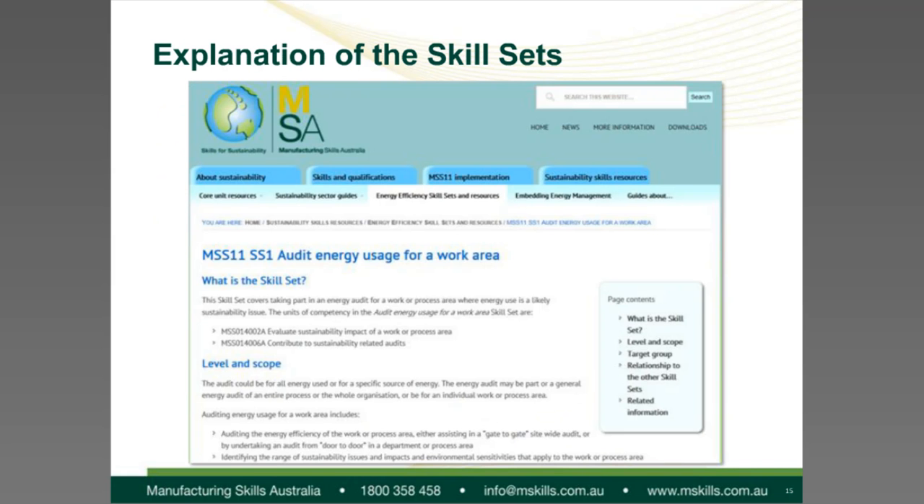So if we have a look at the explanation of the skill sets first, you can see a screenshot there from the sustainabilityskills.net.au website where there's a page for each of the skill sets. You can see skill set 1 there, audit energy use. And the information in these web pages aims to help RTOs to choose which skill set to use in a particular situation and to interpret the skills and knowledge requirements for that AQF level. So the information could be used in developing your resources and when talking to potential clients about their needs.